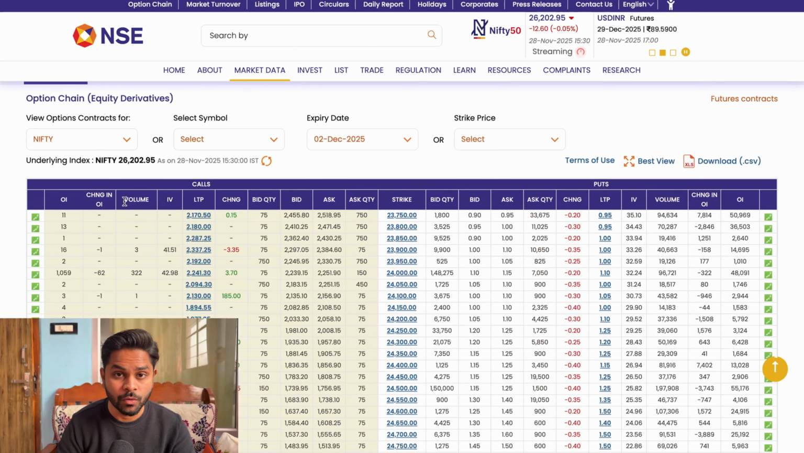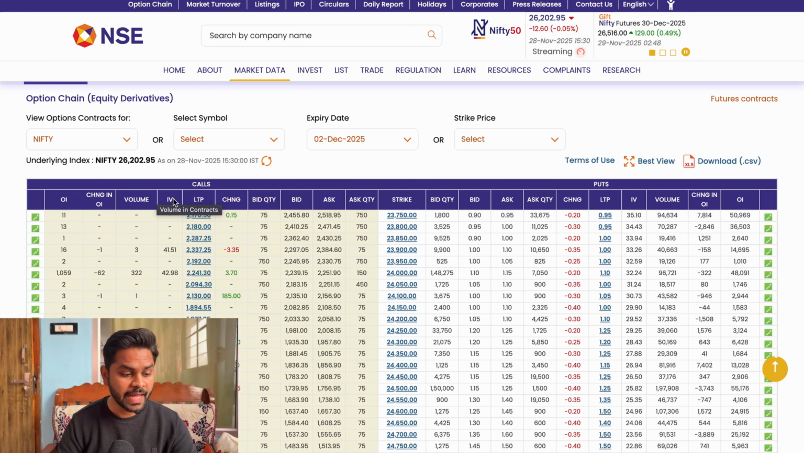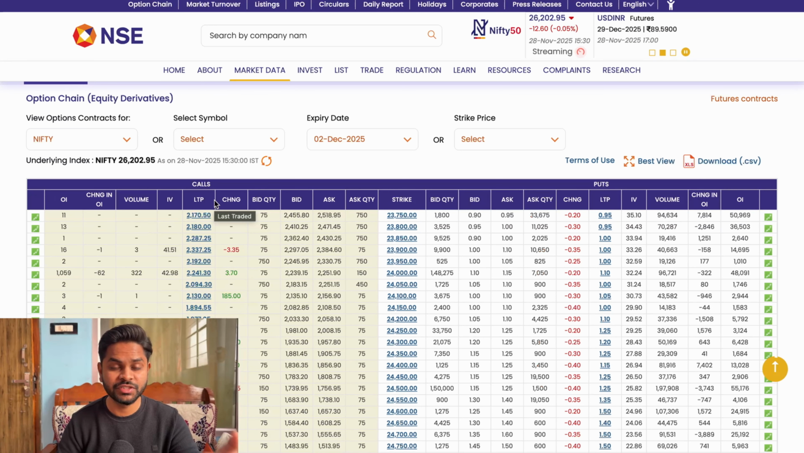Third, volume. So volume is just how many contracts have been traded. So what is the volume of the contract? IV, implied volatility, right? LTP, last traded price. So what is the price of that option? Change, how much that LTP has changed. Bid quantity, how much quantity they are bidding.